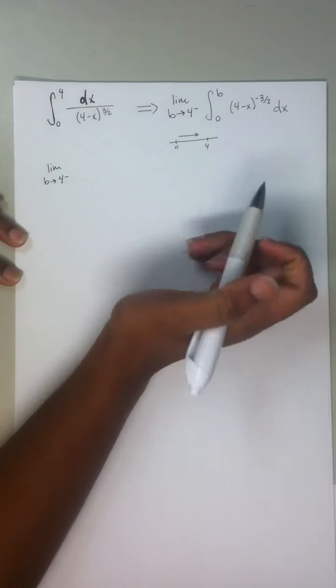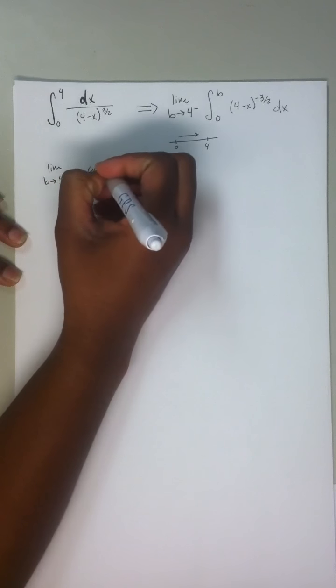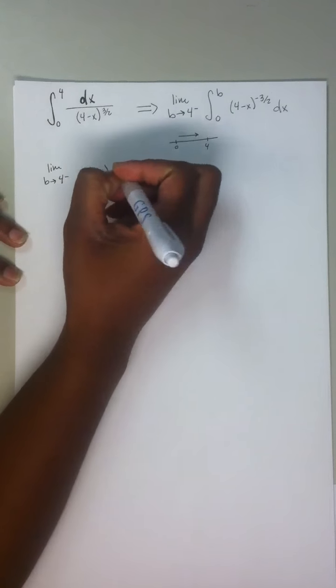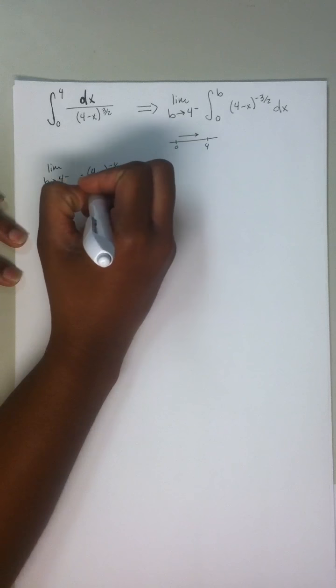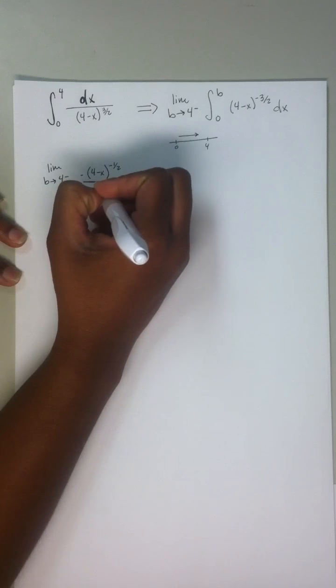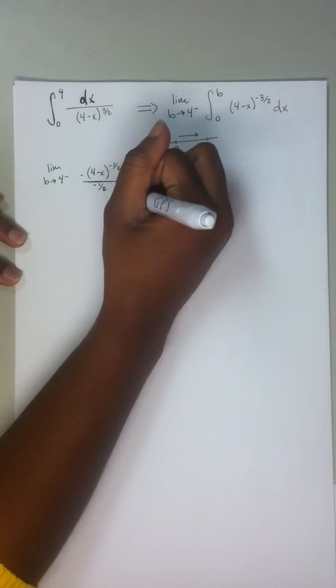And if you take the integral of this, we know that it's going to be 4 minus x to the negative 1/2, because if you do the power rule, you add 1 to the exponent. And then your coefficient is going to be negative 1/2. And that's just from using the rule of integrating. And then it's going to go from 0 to b.